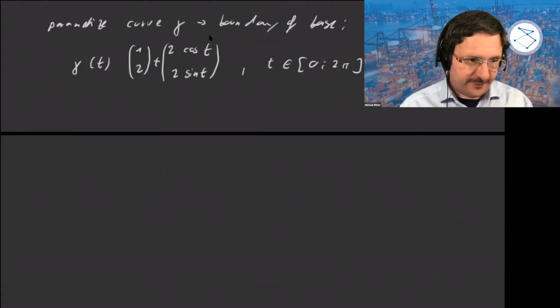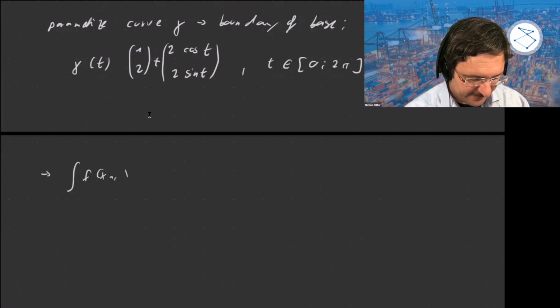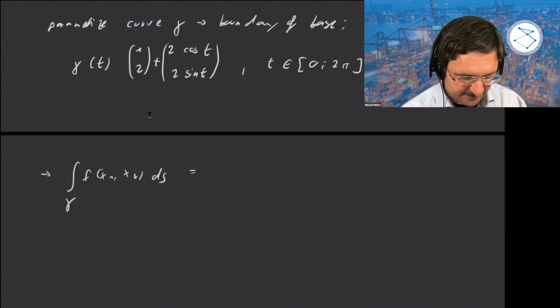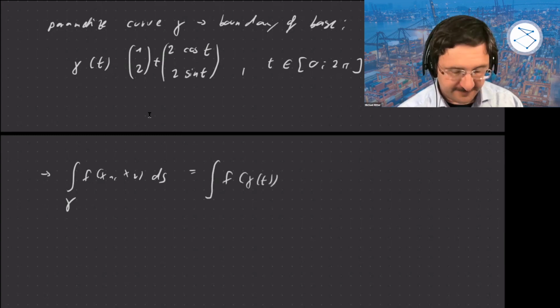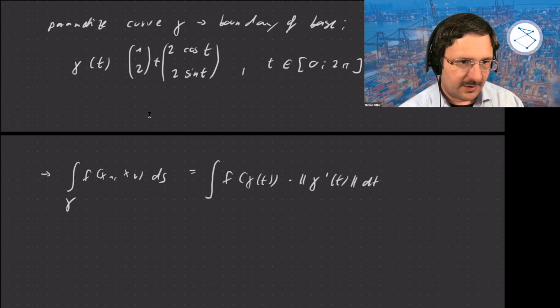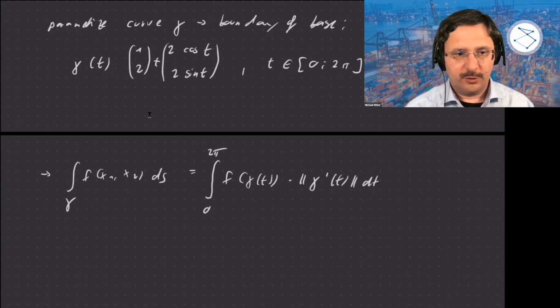Okay, so that is the curve that we have to deal with. And now we want to compute the curve integral of f of x1, x2 ds along the curve gamma. By definition, that's the same thing as f evaluated at gamma of t times the norm of gamma prime of t dt. And t varies between 0 and 2 pi. So in the parameter interval.